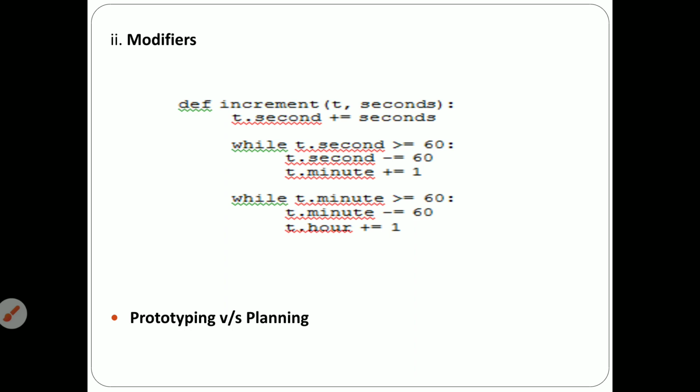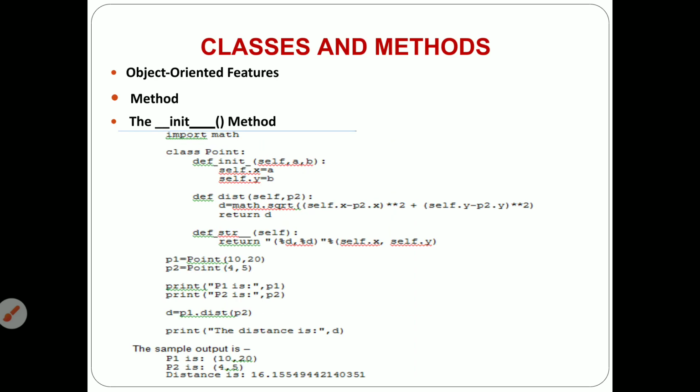First you can plan the program, which means going through the full knowledge about the programming, and studying the exact definition of whatever problem definition has been given. You can clearly understand it, and only after understanding can you write the program. This is nothing but prototyping versus planning. Next one is classes and methods.